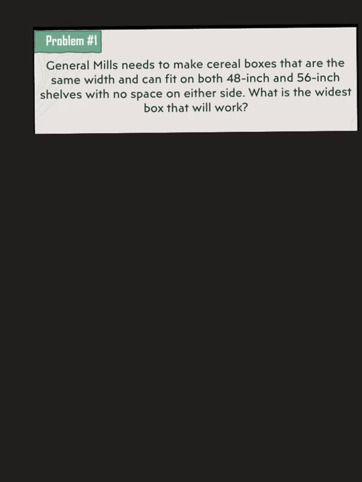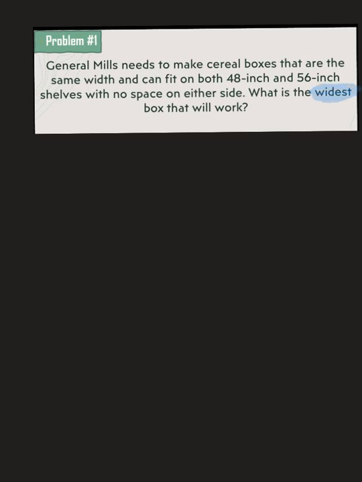It says General Mills needs to make cereal boxes that are the same width and can fit on both 48-inch and 56-inch shelves with no space on either side. Question asks, what is the widest box that will work? So our key word here that we want to focus on is the word widest, right?